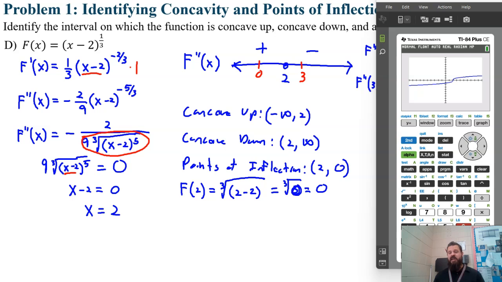All right, part E is another similar question. Works out slightly differently though. I want you once again to pause this video, take a minute, find those derivatives, determine the signs of the second derivative, figure out concavity and points of inflection, then hit play to check your answer and see how you did with it.